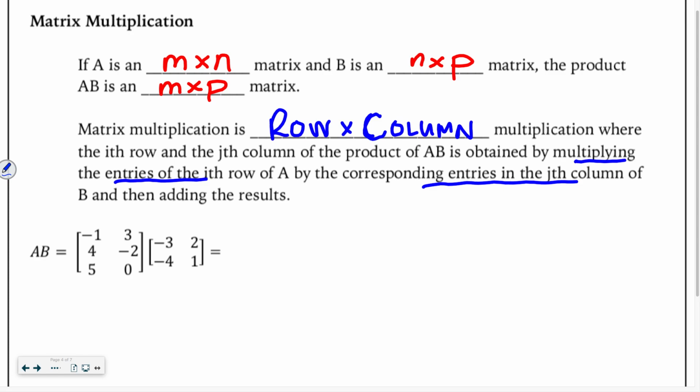Third entry in the row, third entry in the column, right? Just keep going. And then all those multiplies you add together, and that's one entry. And so there's a sum. You add the results. Okay, let's put that to work.